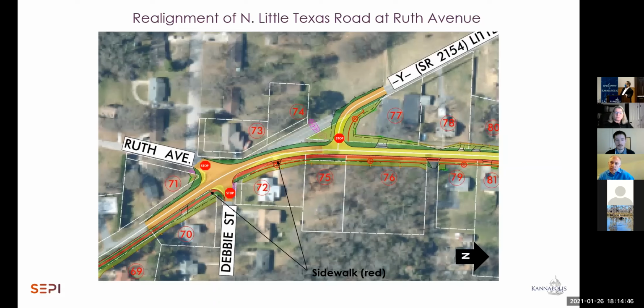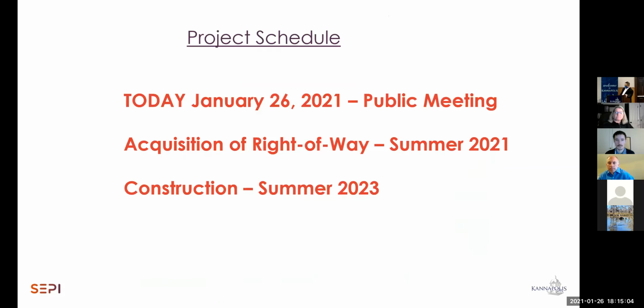So as you can see at the top of the screen, where Little Texas continues off the screen, that little segment also gets realigned, and it will tee into Ruth Avenue where the stop sign is shown there. So a little bit different configuration out there. All right, next slide.